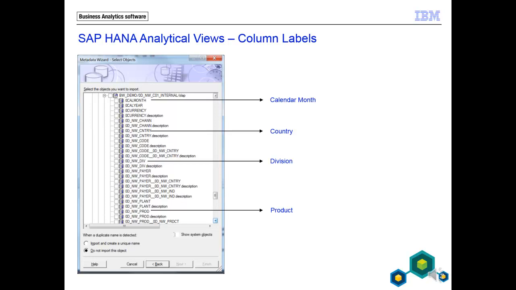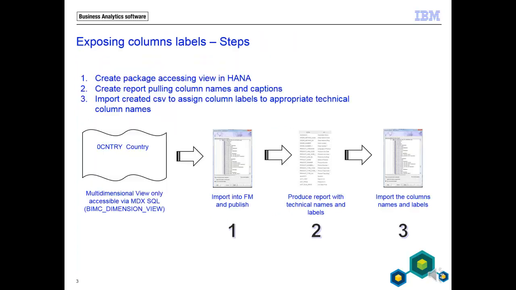Now, to illustrate this, if you look at the particular table shown here, report consumers may not always be all that familiar with the default column name 0cal-month or 0d-nw-div. They might be more familiar with, for example, calendar month and country or division product. So, for their analytic and calculation views, HANA offers the modeler the ability to give user-friendly labels or captions for chosen columns. The challenge presents itself, though, when we need to access this metadata information through a SQL interface.